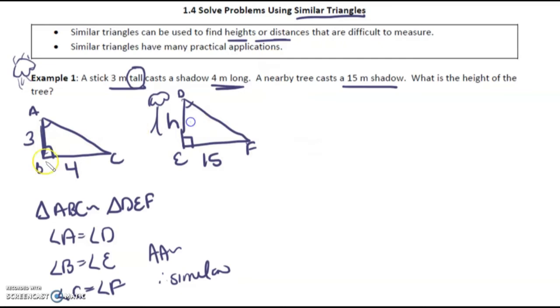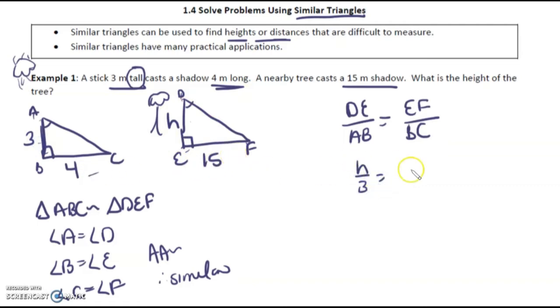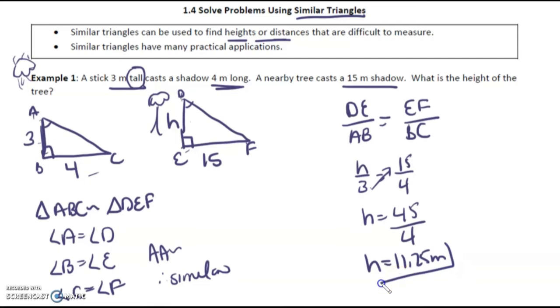So let's go big over small. DE over AB equals EF over BC. Okay, and let's sub in. So we have H over 3 equals 15 over 4. And all we have to do is cross multiply the 3 up. So 15 times 3 is 45. We divide that by 4, and we get 11.25. So this is measured in meters.